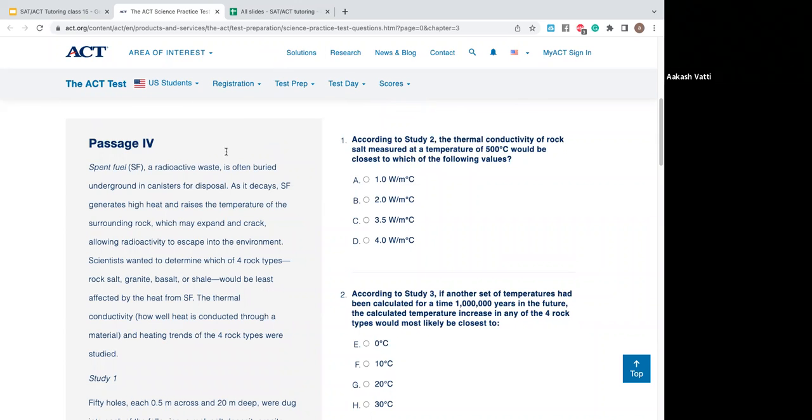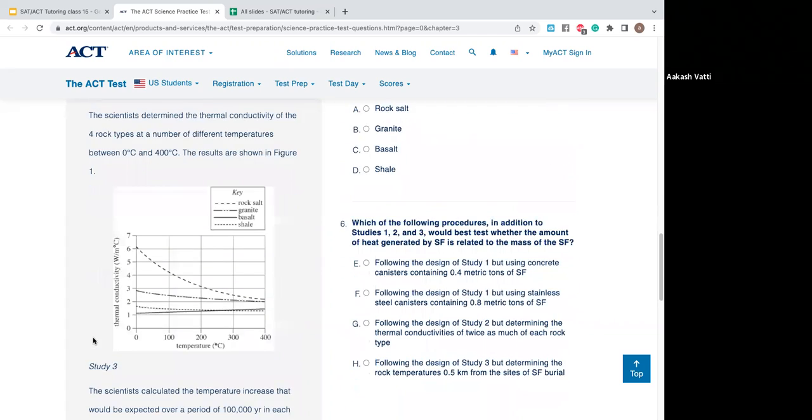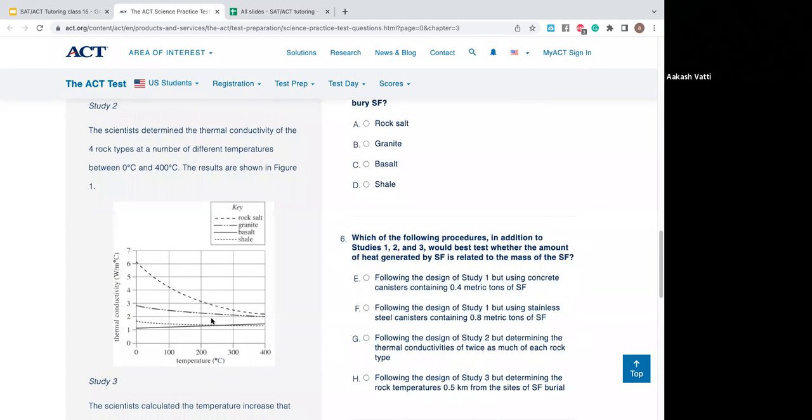So if you go to study 2, right here. As the temperature increased from 0 to 400 degrees Celsius, thermal conductivity of rock salt decreased from about 6 watts per meter degrees Celsius to around 2.2 or 2.0, something like that. And in addition, the rate of decrease slowed as the temperature increased.